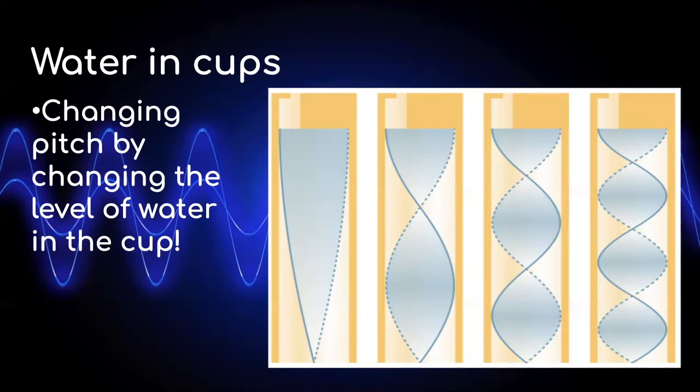So now we'll demonstrate these concepts using water in cups. We'll be able to change the pitch and the frequency by changing the level of water in the cups. And as you can see in the picture, this will change the number of oscillations in the sound wave.